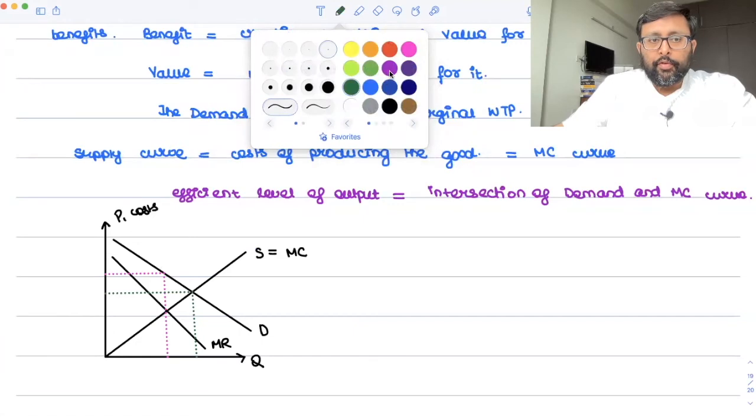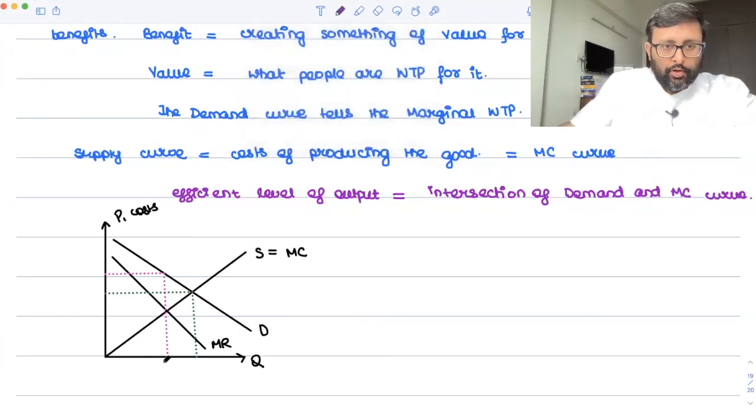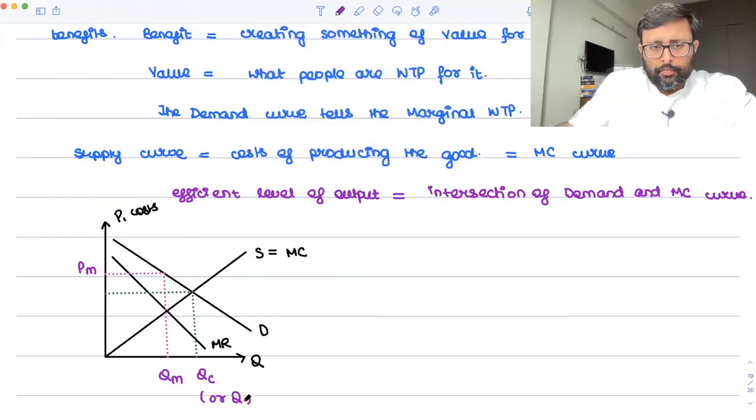So what do you have? This is what the monopolist is going to produce. This is what the monopolist is going to charge. This is the competitive outcome, or you can say the efficient outcome also, where demand is equal to supply, and this is what I call the competitive price or the efficient price, right?